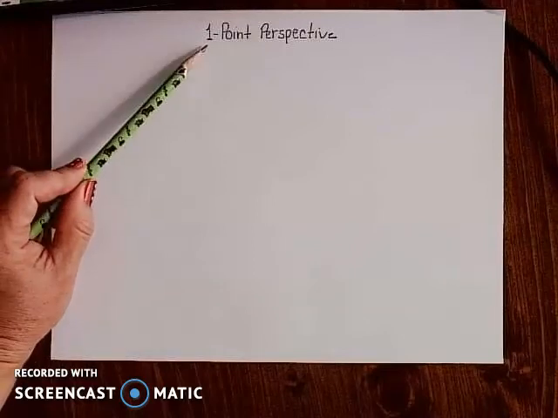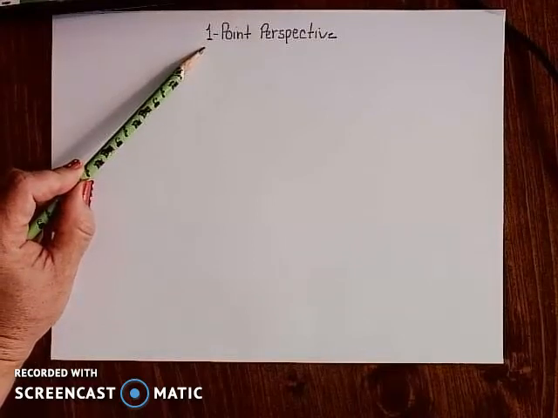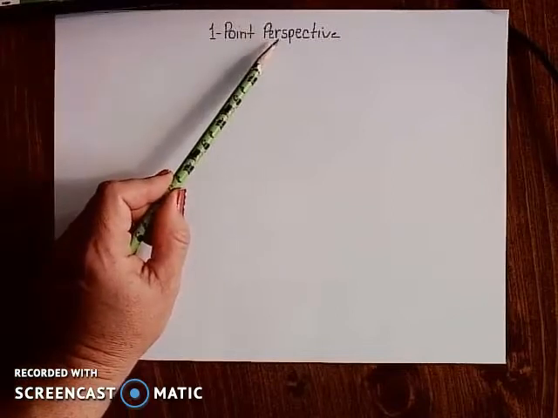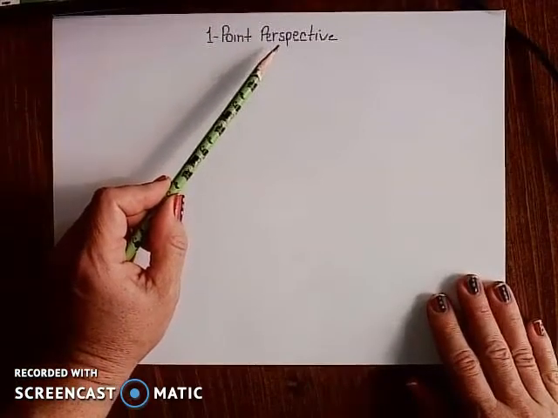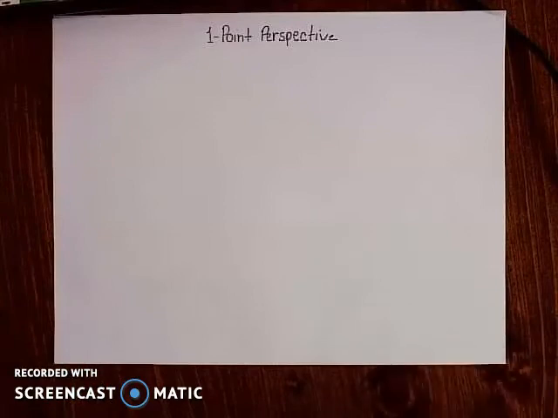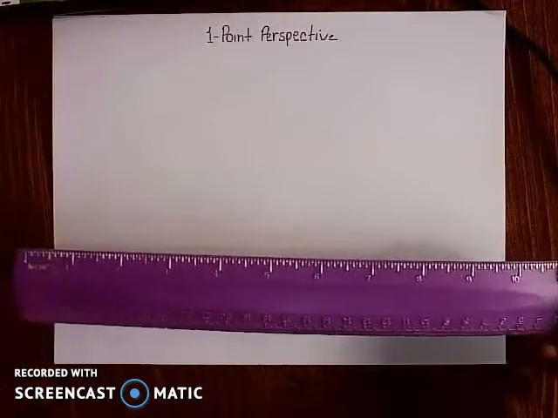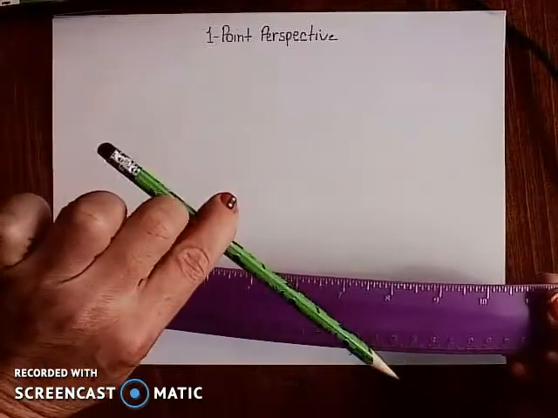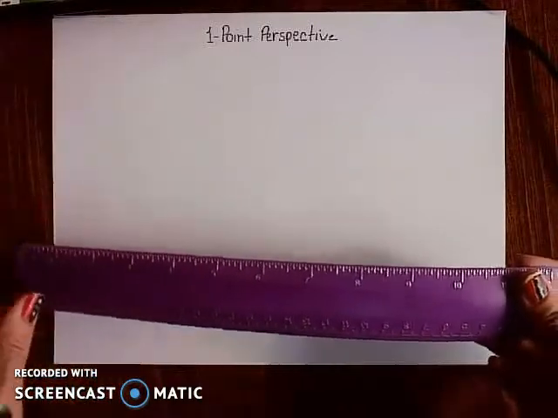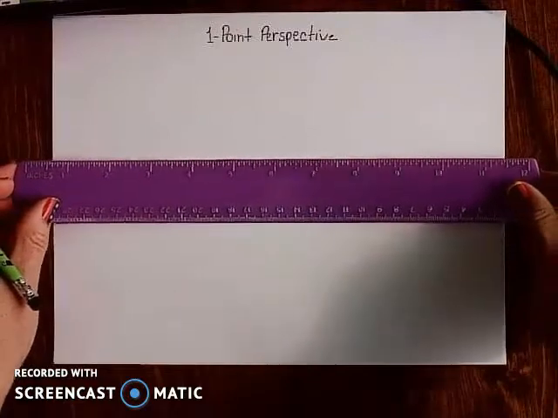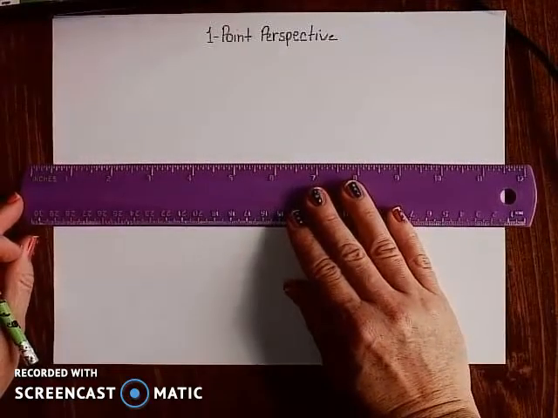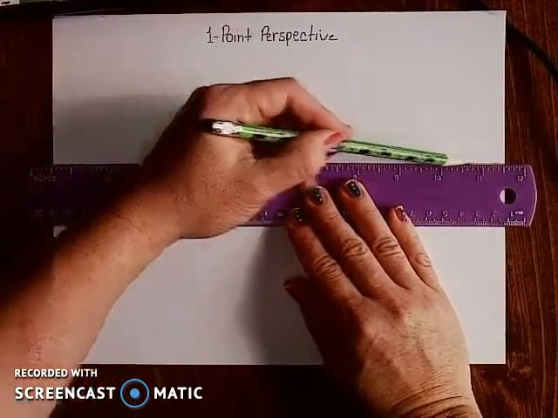Okay, we are going to begin a lesson on one-point perspective drawing. Your perspective is just your point of view. There are some basic parts of one-point perspective. You're going to need a piece of paper, a ruler, and a pencil with an eraser, just in case you mess up.